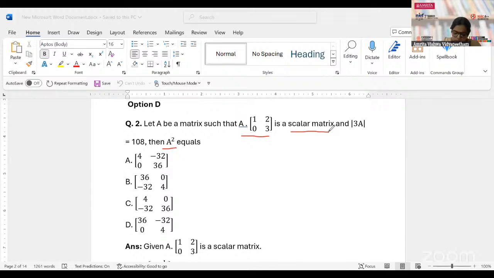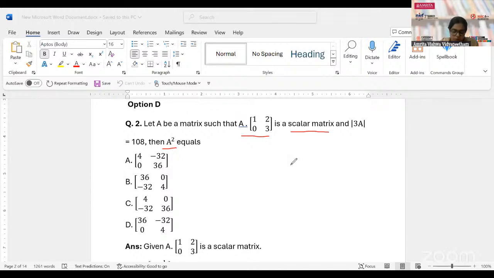Scalar matrix is one which is having, yes, anyone? What's the very basic idea of something called a scalar matrix? Yes, it is a square matrix and it contains the same values in the diagonals, rest all is 0. That's the basic idea of a scalar matrix. Ideally, it's a square matrix, diagonal elements will be the same and rest all is 0.